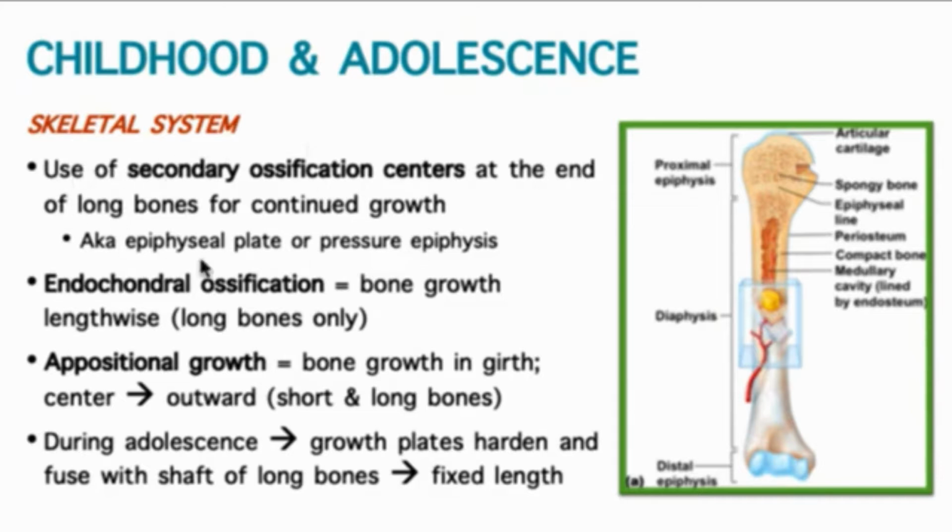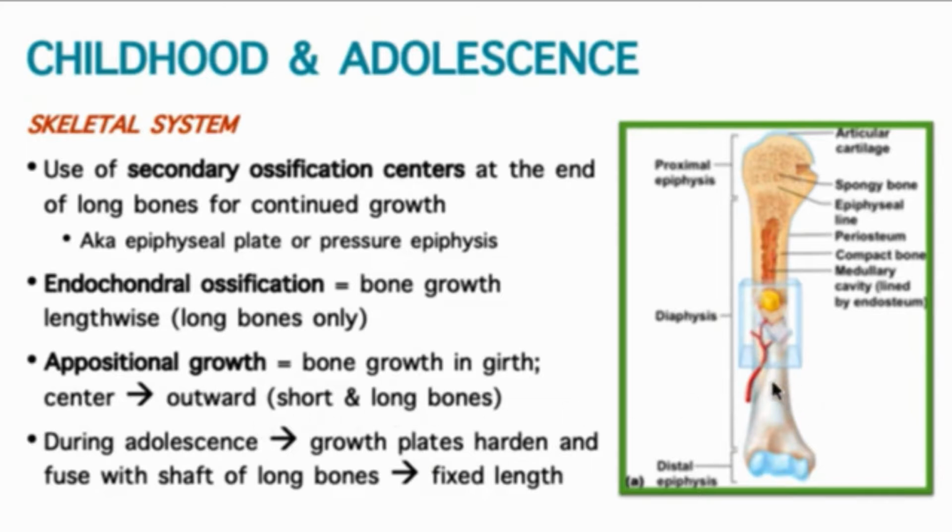We're going to have these secondary ossification centers that allow for endochondral ossification, which is just a fancy word for bone growth in the lengthwise direction. It occurs in long bones only. For all of the other bones in the body, such as carpals, tarsals, our skull, what else am I missing? Our patella. Anything that's not a long bone typically is going to primarily rely on appositional growth, or bone growth in girth, from the center outward.